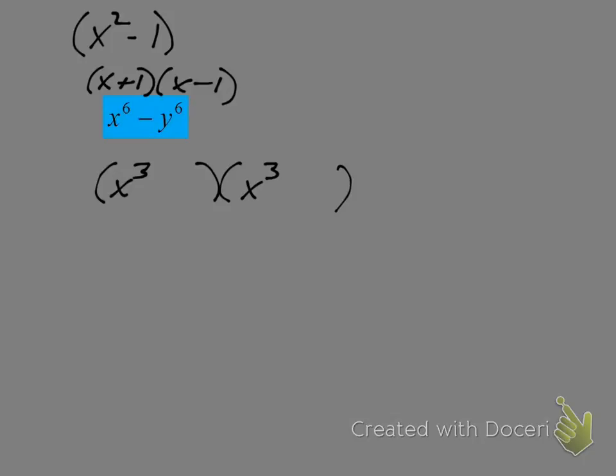Just like x squared minus 1, you have 1 being plus, 1 being minus. And the same way with the x to the 6th, the y to the 6th is going to factor y cubed, y cubed. Now, does anybody see anything that looks somewhat familiar to you?